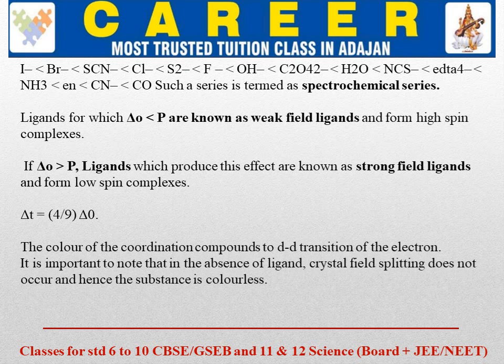Color of coordination compounds is contributed by d-d transitions. In the absence of ligand, crystal field splitting does not occur and some compounds become colorless. Stability: beta 4 is equal to K1 into K2 into K3 into K4.